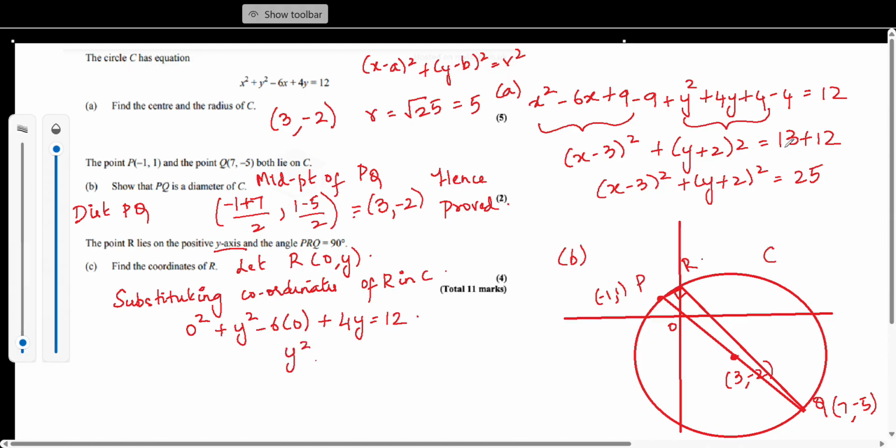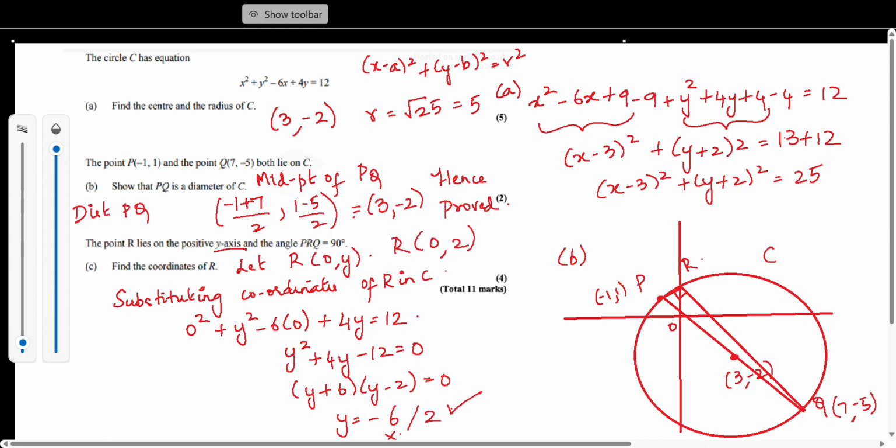This makes y squared plus 4y minus 12 equal to 0. It's a simple quadratic which can be solved by splitting the middle term. Product minus 12, sum 4. So (y plus 6)(y minus 2) equal to 0, which makes y equal to minus 6 or 2. Clearly from the diagram and by what is given, it says positive y-axis. So 2 has to be the correct value. That makes R (0, 2). Hope that was clear. I'll see you all in another video. Thank you.